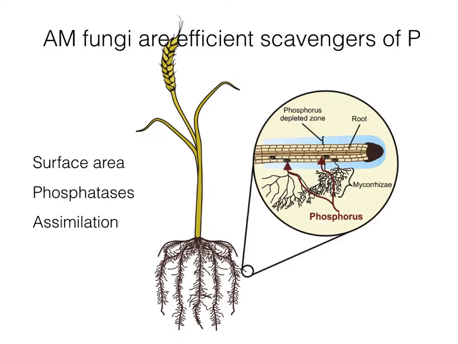Different species of mycorrhizae vary in their effectiveness for taking up and transferring phosphorus to the host. So depending upon what particular species is associated with a plant, that will influence the benefit that the plant receives of increased phosphorus uptake.